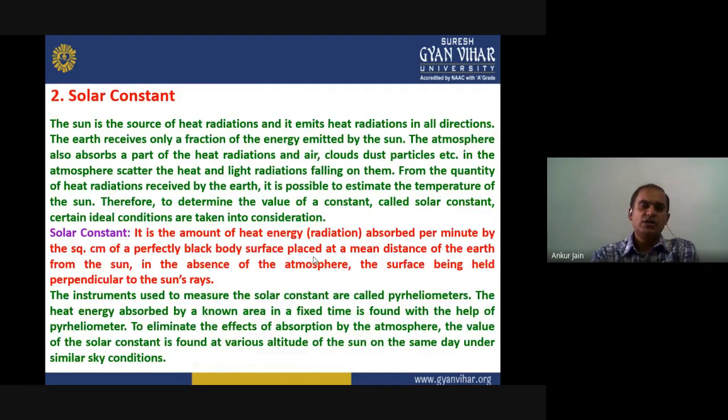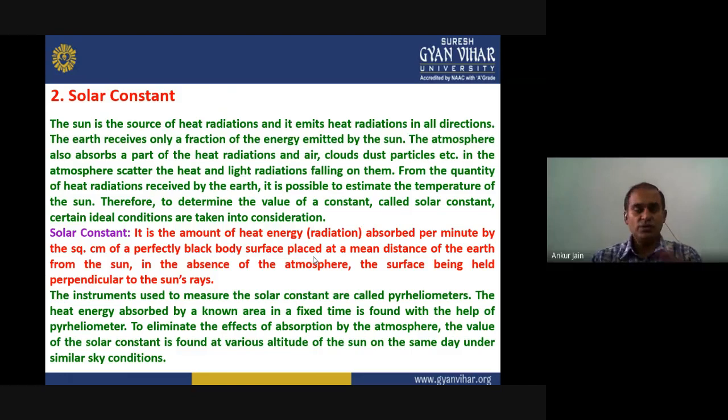Now we will go to the solar constant. As you know, the sun is the source of heat radiation. It emits heat radiation in all directions, and out of all this heat radiation, our earth can receive only a fraction of the total energy. Because the radiation comes through the atmosphere, which absorbs a part of the heat radiation, and also the presence of air, clouds or dust particles scatters the heat and light radiations coming from the sun.